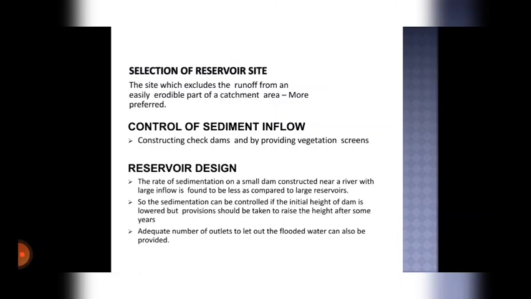The sedimentation can also be controlled if the initial height of the dam is lowered, but provision should be made to raise the height after some years so that the capacity can be increased. We can also provide an adequate number of outlets to let the flood water out.